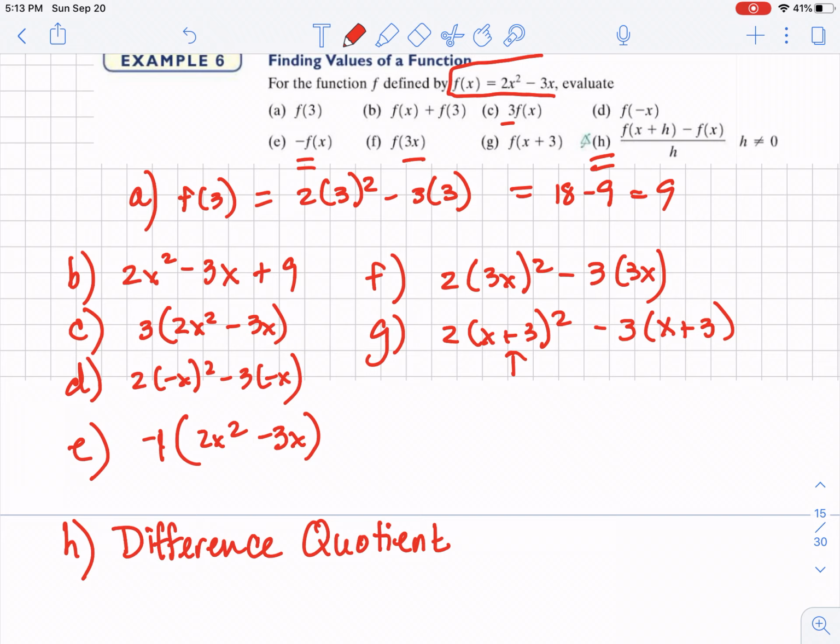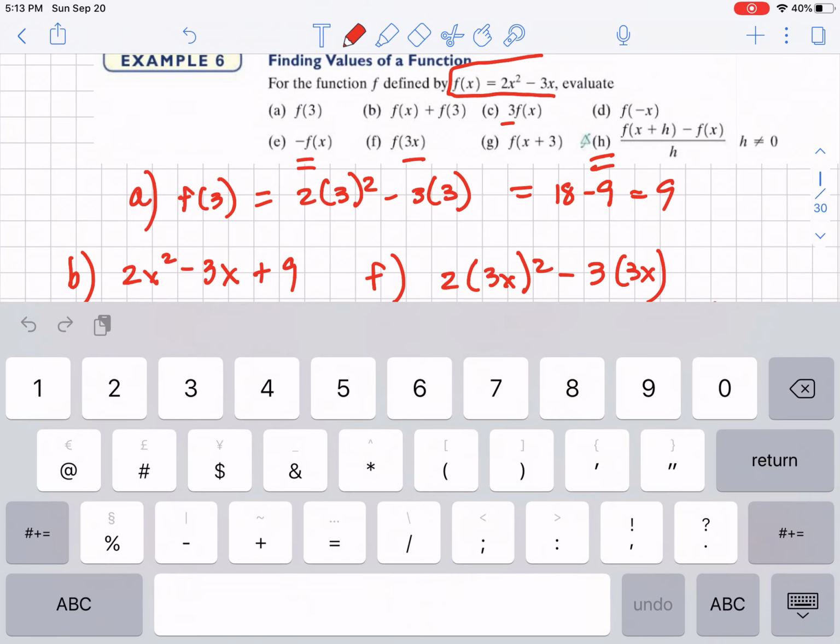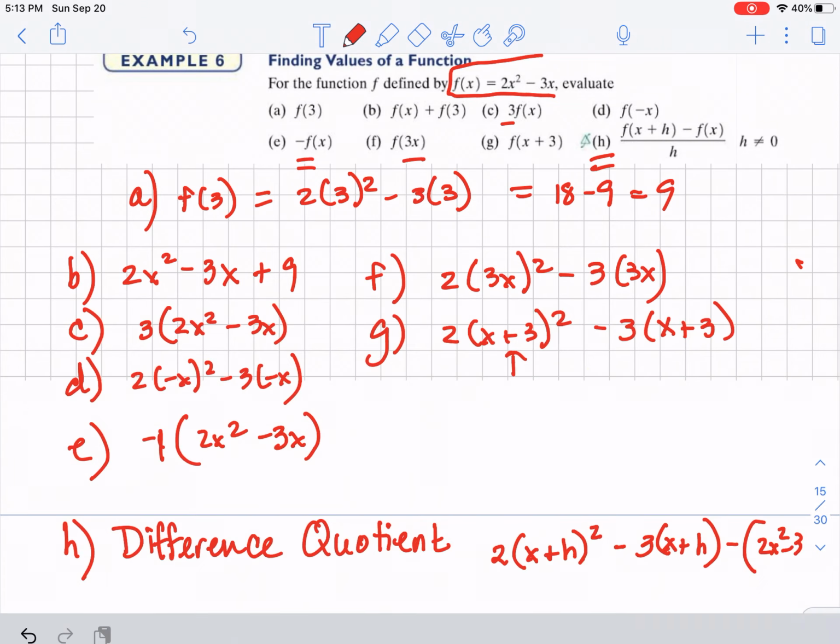So if I did f of x plus h minus f of x all divided by h for this particular function, it would be like saying this: 2 times, I'm plugging in x plus h now, to the second minus 3 times x plus h. Then I'm going to subtract that whole function. So I'm going to subtract 2x squared minus 3x. Whoops. Too close to the edge. Minus 3x, close the parenthesis without making this happen. All of that over h.